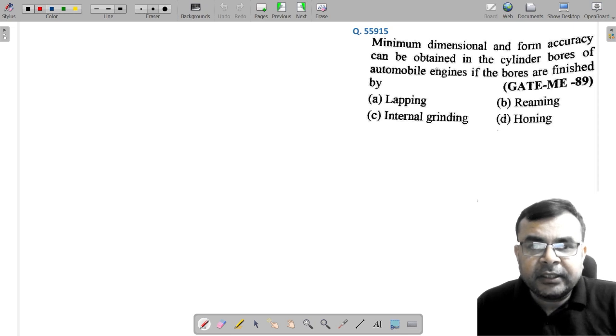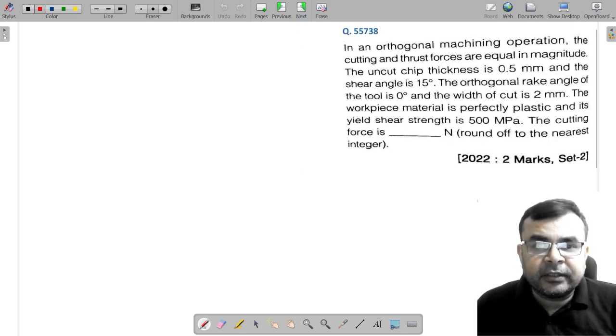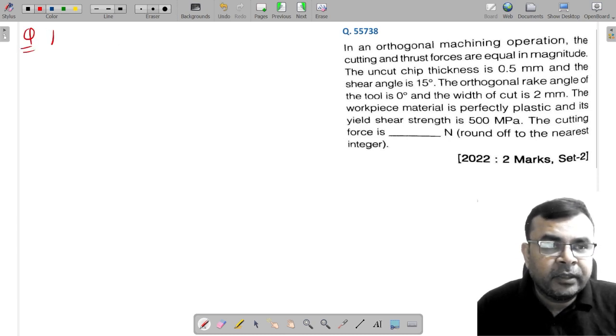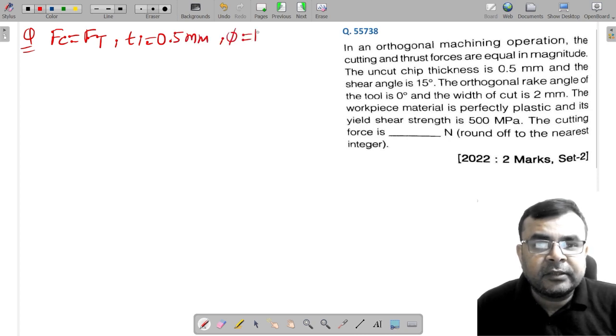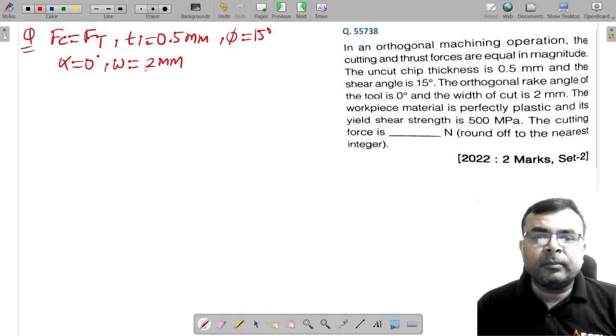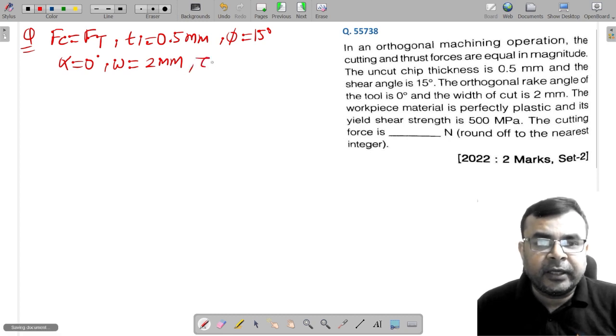Minimum dimension and accuracy can be obtained in the cylinder bores of an automobile engine by lapping. In an orthogonal machining operation, the cutting and thrust forces are equal, meaning Fc is equal to Ft. Uncut chip thickness t1 is given as 0.5 millimeter, and the shear angle phi is 15 degrees. The orthogonal rake angle of the tool alpha is 0 degrees, and the width of cut is 2 millimeter. The workpiece material is perfectly plastic and the yield strength tau s is 500 megapascal.